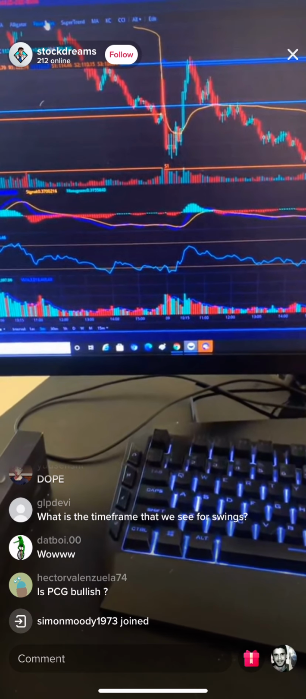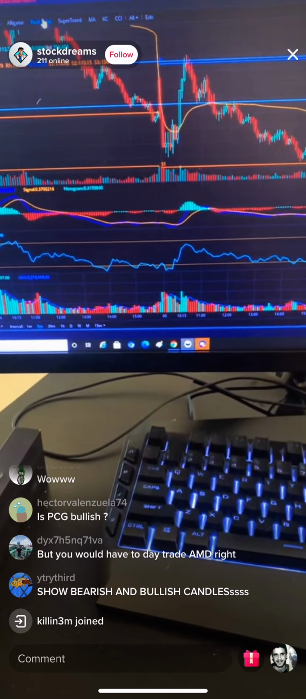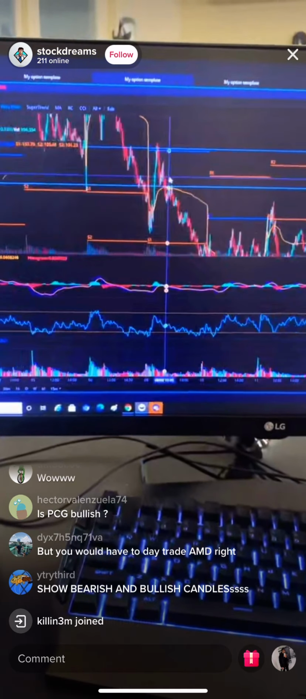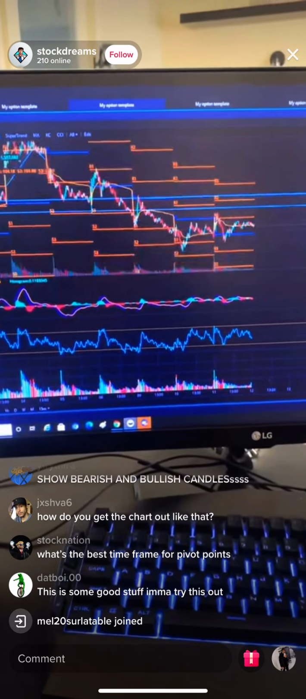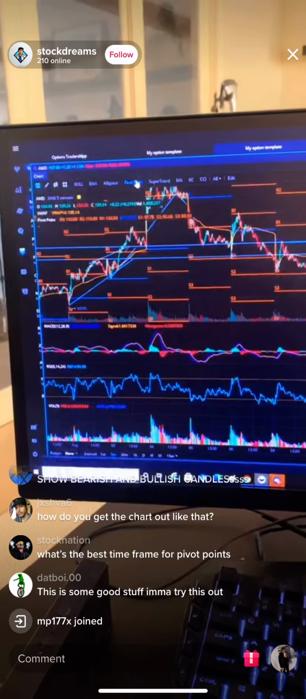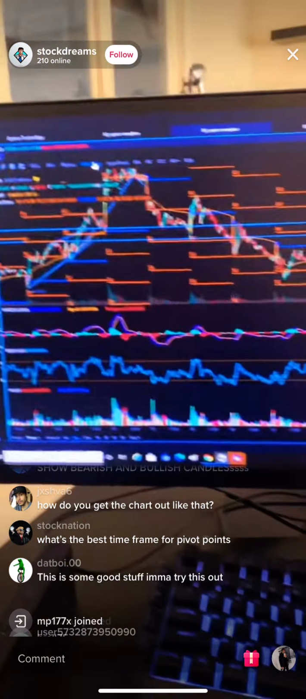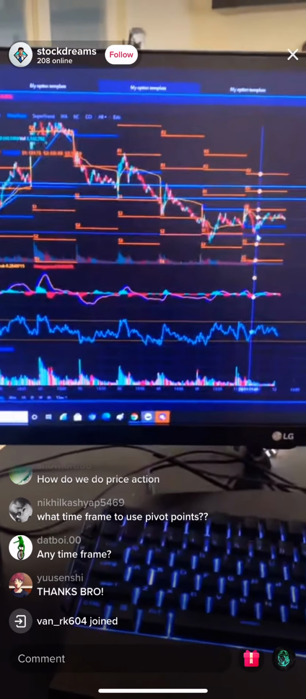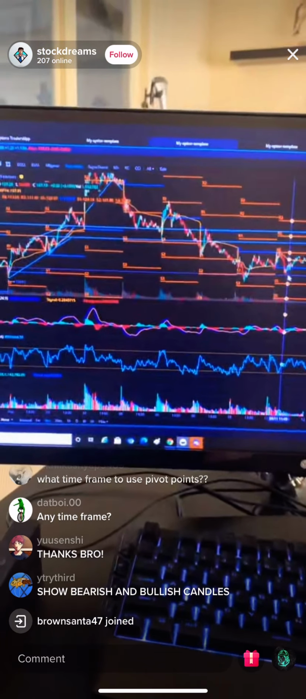Hold on. Oh, I missed someone's question. I'm trying to read it. How do I get the support lines? Look, guys, it's easy. You literally just press the pivot point indicator and it comes up with everything. And it follows it perfectly. You can use pivot points on every single time frame. This is Webull Desktop.